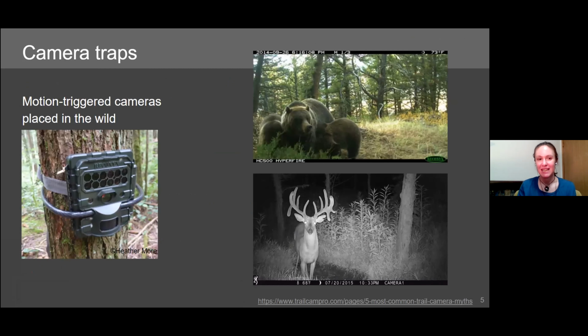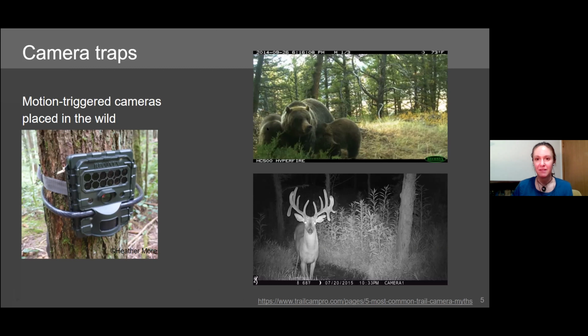So camera traps. Camera traps are motion-triggered cameras that are placed in the wild. This is one that I saw at Golden Ears when I was hiking last fall. It's from a research group from UBC. It's a camera, and it's motion activated, usually with an infrared sensor, but sometimes with a heat sensor. And when it's motion activated, it takes either a single photograph or a series of them, depending on the settings that you program into the camera.